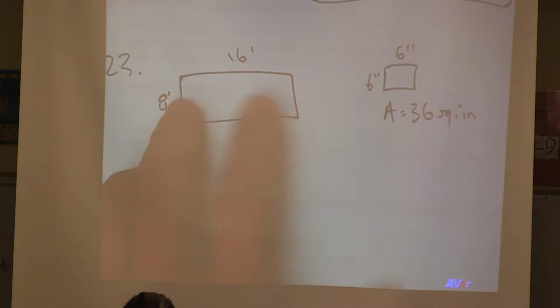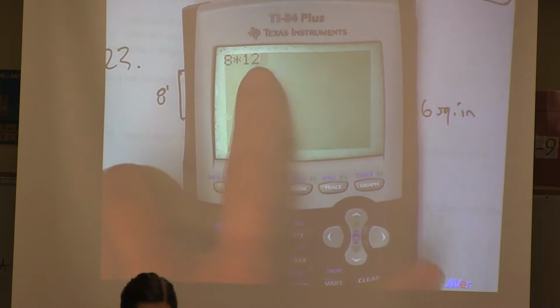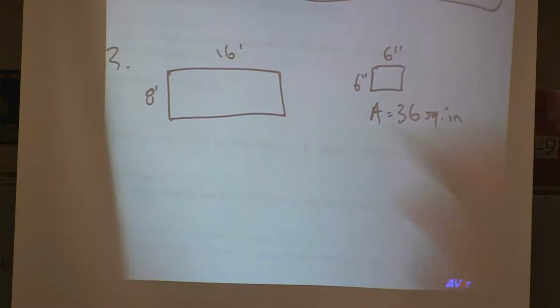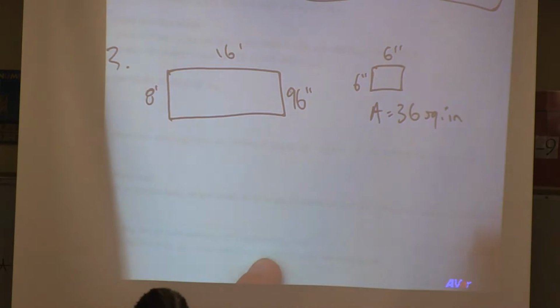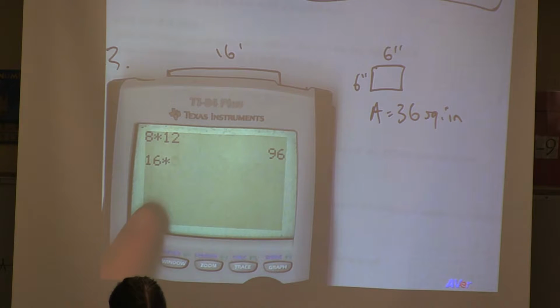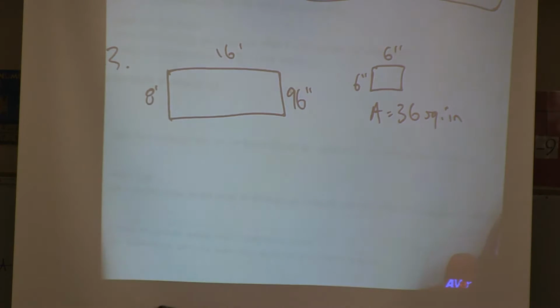I'm turning it all into inches, so I know that there are 12 inches in a foot, so 8 feet is 96 inches, okay? So this is going to be 96 inches. Do the same thing for 16 feet. 16 feet into inches by multiplying by 12 is 192 inches.